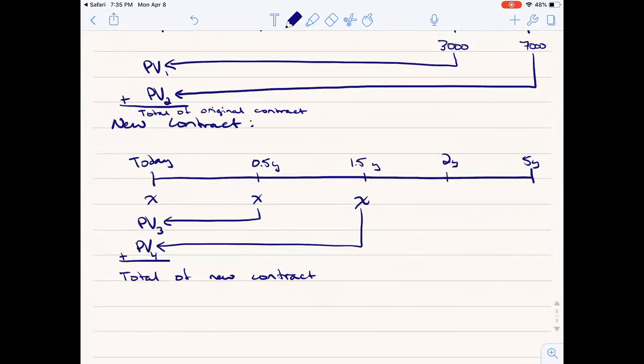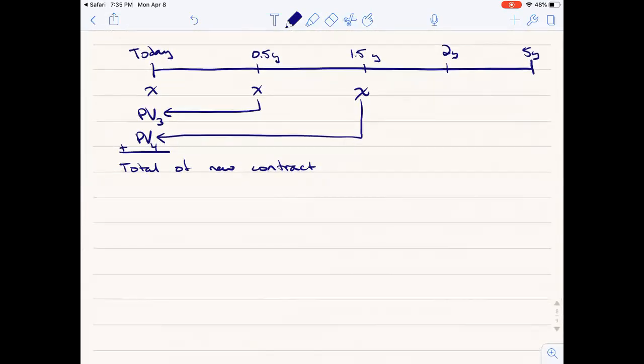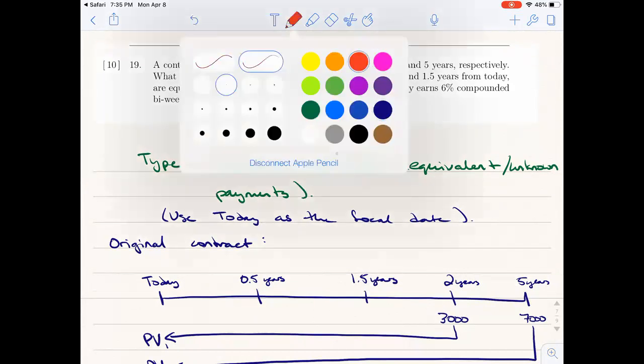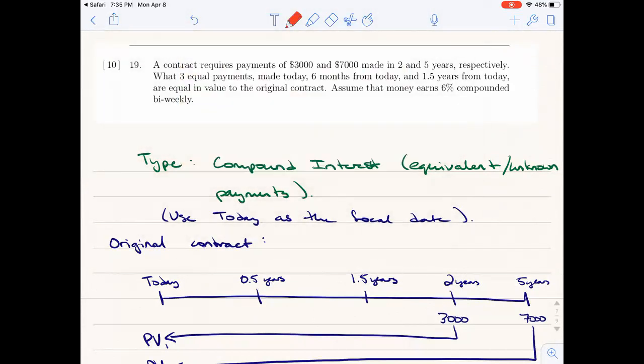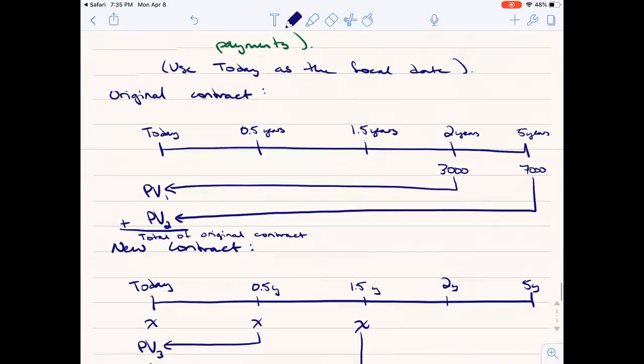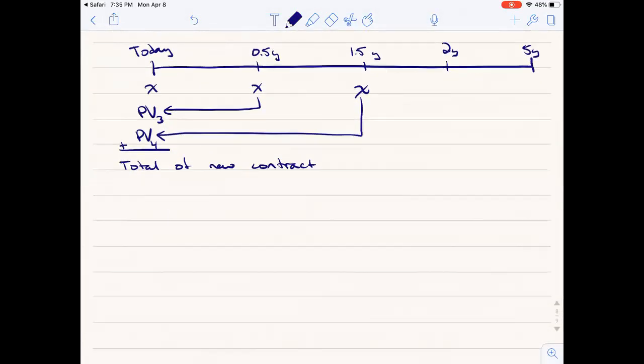So I'll start and I'll find, okay, well, we've got compound interest. So first compound interest problem, just highlight that here. So assume that money earns 6% compounded bi-weekly. So F is 26. For compound interest, we have to find I is R over F, which is 0.06 divided by 26.